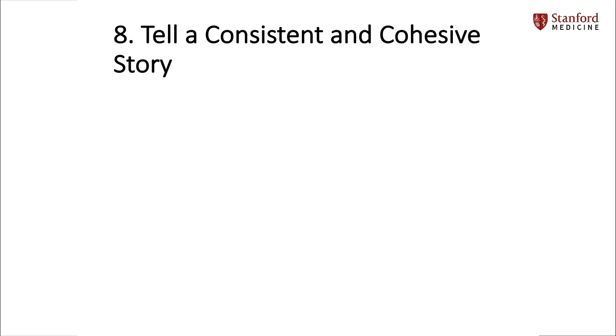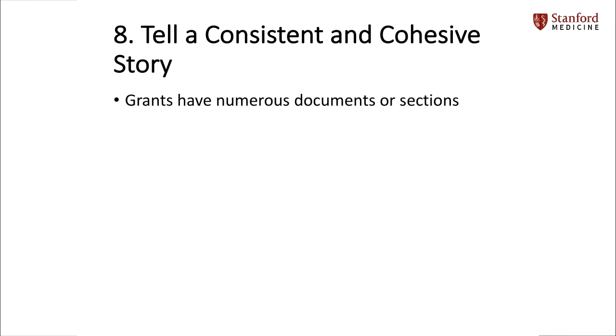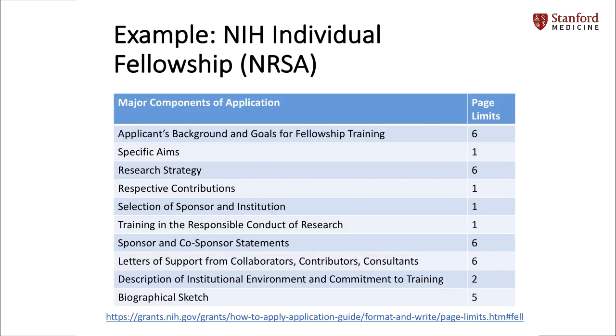Tip number 8, tell a consistent and cohesive story. Applications are also often composed of numerous documents or sections. Therefore, it's important that all your documents tell a consistent and cohesive story. Let's look at the NIH NRSA as an example again. So here is a list of the main documents of this application. And so you might state your long-term goal in the specific aims document and the personal statement of your biosketch, and then elaborate more on the long-term goal in the career development documents. So each of these documents must tell a consistent story.